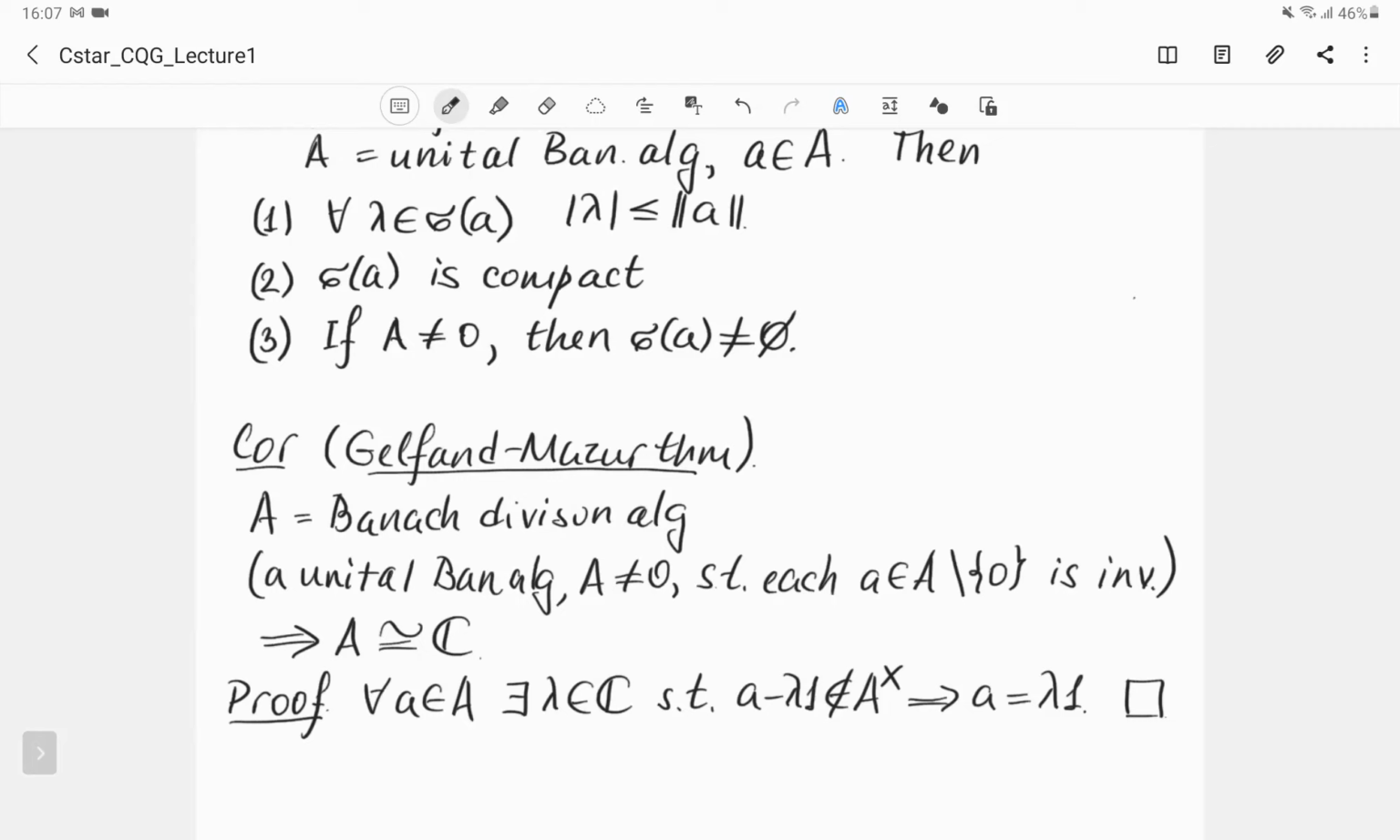Well, also I wanted to recall some basic facts about spectral radius in Banach algebras, but I see that it's time to finish. So that's all for today. And at the next lecture, we recall some facts on the spectral radius in Banach algebras, and then begin to discuss Gelfand's theory of commutative Banach algebras. Thank you.